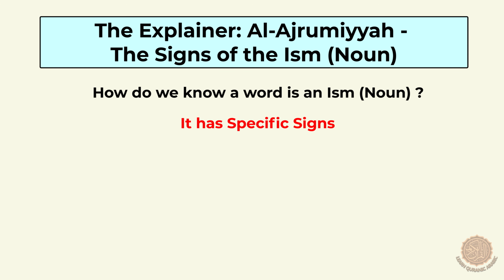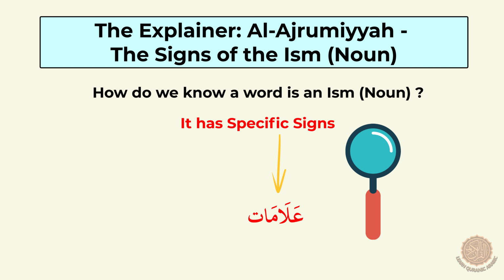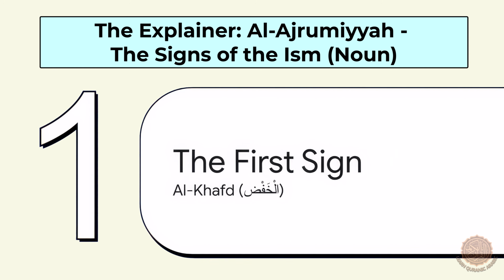The ism has very clear, unmistakable signs, or what we call in Arabic, alamat. Think of them like fingerprints left at a crime scene. They are proof. So today, our job is to become grammar detectives and learn how to spot these signs. So let's begin with the very first sign, and it's a big one. This sign is called Al-Khafd.